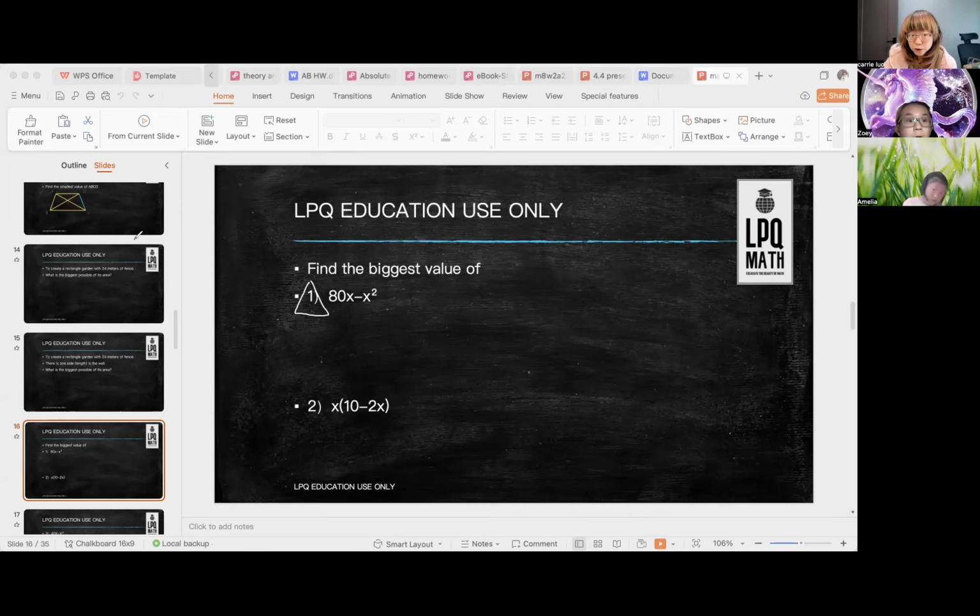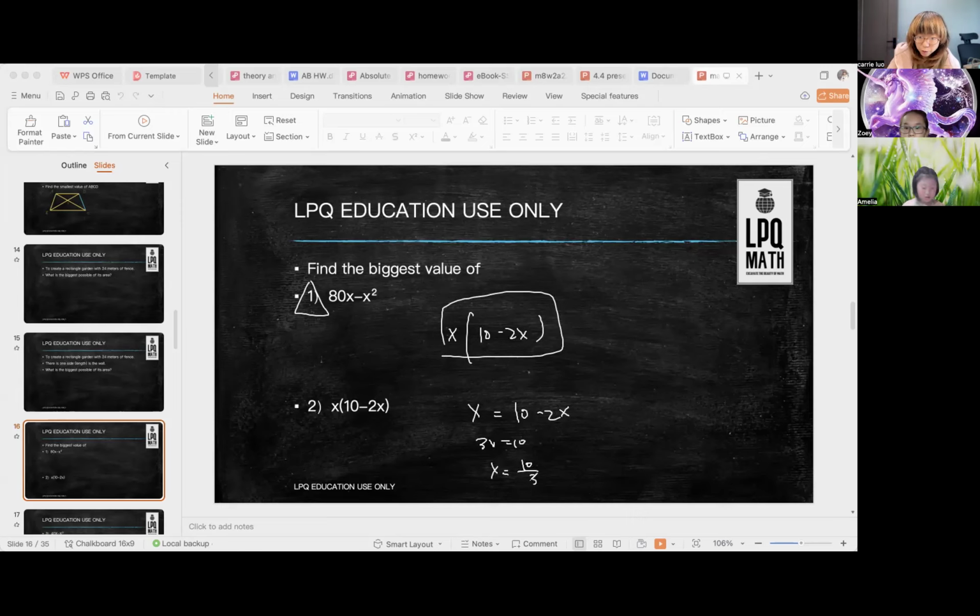Finished? Understood? Okay, so if you understand this one, we're going to take a look at the next one. So x times 10 minus 2x, in order to make this one the bigger the better, how do we do it? We want to make x equals 10 minus 2x, right? So that is the way you can find the biggest value. So 3x equals 10. So x equals what? x equals 10 over 3.